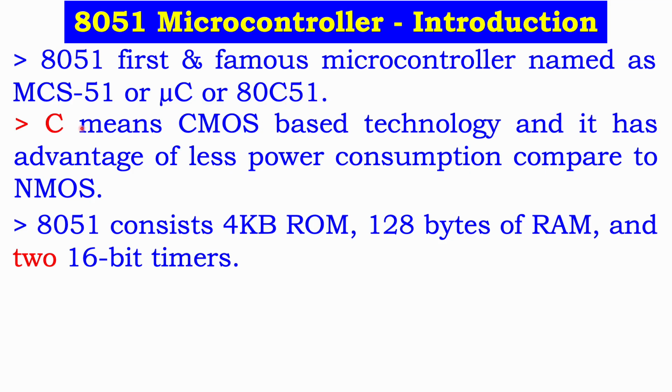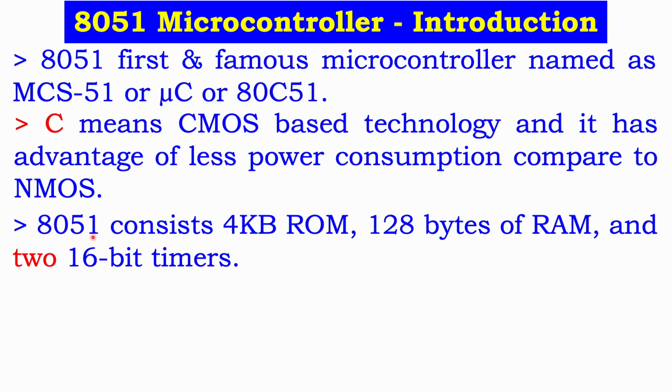Next, what does the C mean? C means it is CMOS based technology. As compared to NMOS based technology, CMOS has less power consumption. The 8051 controller is manufactured with CMOS technology. That's why the C is included here. So 80C51 is another way the 8051 microcontroller is represented.